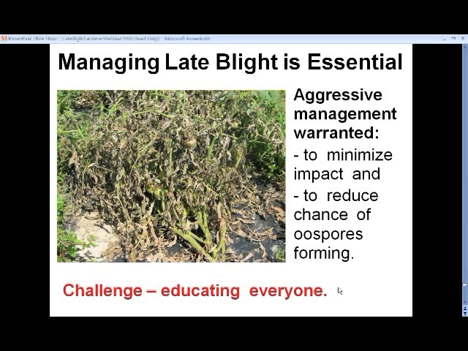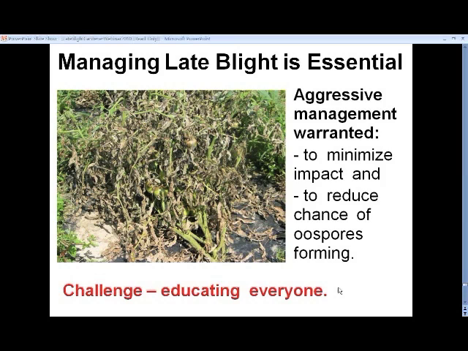Another big challenge we've got is educating everyone. So we've reached a lot of you tonight, and hopefully you'll share what you've learned with other gardeners and help get the information out about how to manage late blight, and that we can't live with it. We've got to have a good management program. And hopefully we will soon return to late blight being a less common disease.